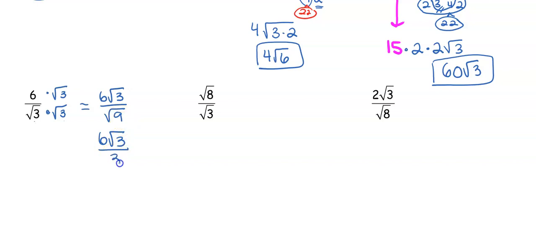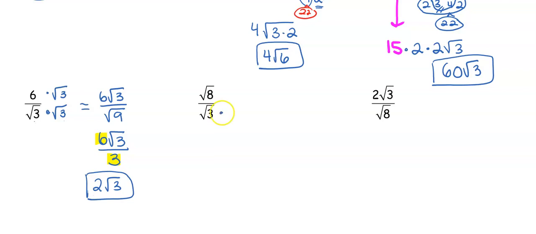The square root of 9 is just 3. Radicals are all about location, location, location. If I'm trying to simplify, I can only simplify numbers that are in the same spot. I can't simplify the 3's because this 3 is inside and this 3 is outside. So it becomes 6 divided by 3. My final answer is going to be 2 root 3.